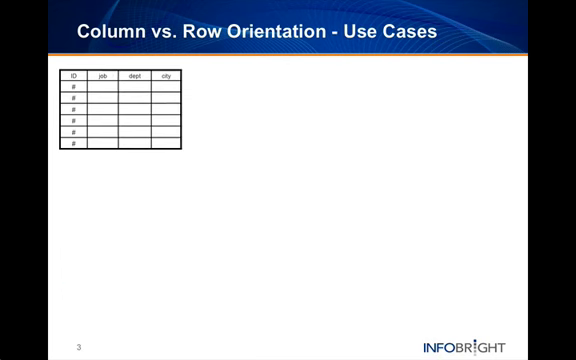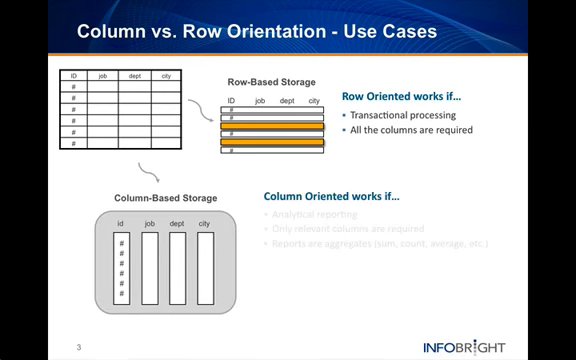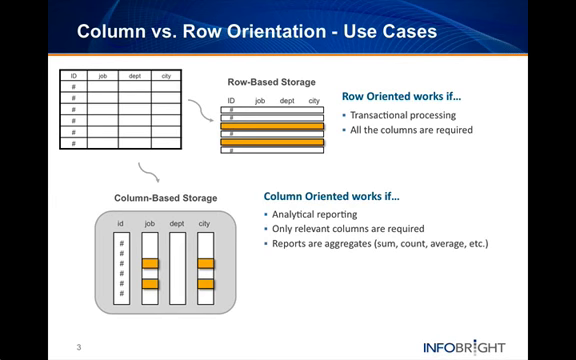Each method has its benefits depending on your use case. Row-oriented databases are better suited for transactional environments, such as a call center, where a customer's entire record is required when their profile is retrieved. Column-oriented databases are better suited for analytics, where only portions of each record are required.